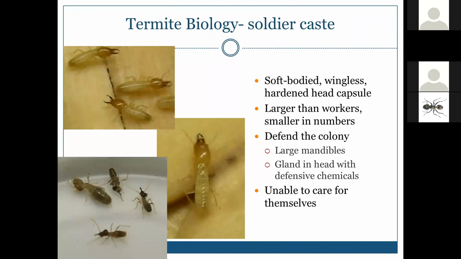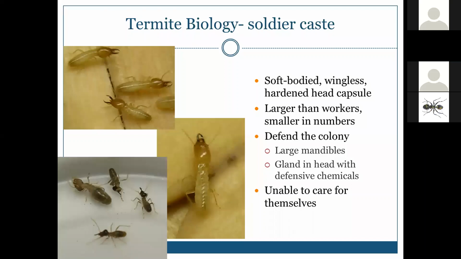When we look at the soldier caste, these are, again, soft-bodied and wingless, but they differ because they have a hardened head capsule. You can see there are different makeups of the head capsule. Those may look different, but if you see that hardened head capsule, then those are soldiers, and we can use those for identification. So if you see those, grab them and preserve them in rubbing alcohol. It will preserve the characteristics of the insect, and we will be able to take a look at them when they are brought in for identification. These are typically larger than the workers.